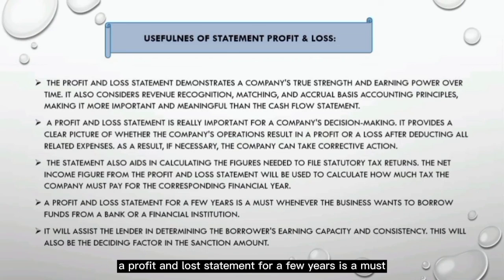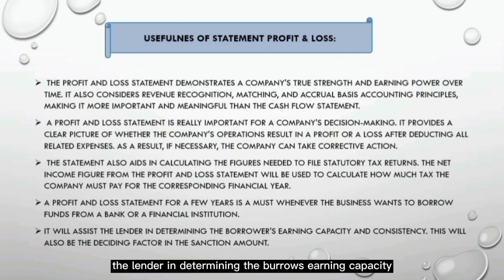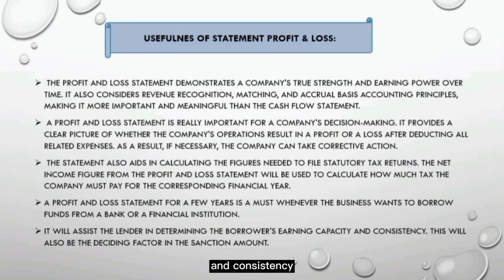A profit and loss statement for a few years is a must whenever the business wants to borrow funds from a bank or a financial institution. It will assist the lender in determining the borrower's earning capacity and consistency. This will also be the deciding factor in the sanction amount. That's all for me. I will pass to the other presenter. Thank you.